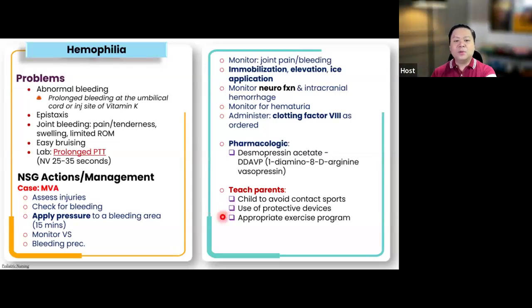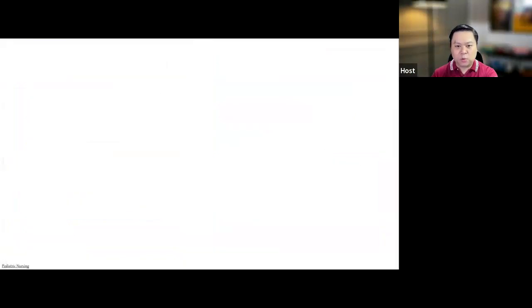Now, another would be to teach the parents about the appropriate exercise program, which will be suitable for this child that has hemophilia. Now, let's move on to the next disorder, which is something that I have not encountered myself. But textbook-wise, this is a very common issue in the pediatric population, which is von Willebrand disease. Okay, so the W here is pronounced as a V.